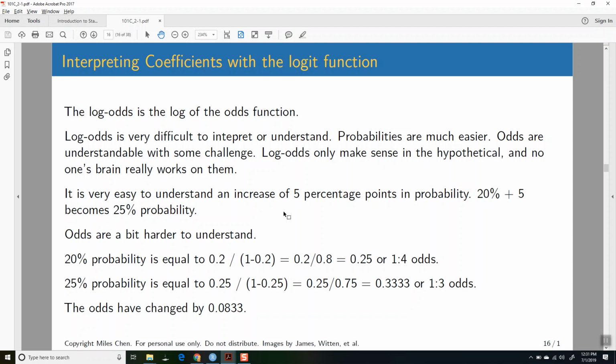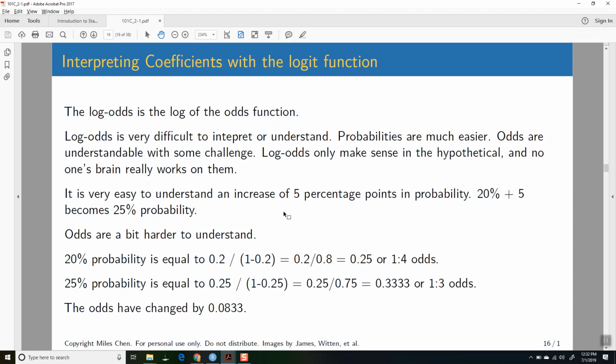That's easy to understand. What effect does this have on the odds? Well, 20% probability is 1 to 4 odds, because it's 0.2 divided by 1 minus 0.2, which is 0.8, so 1 to 4. It means for every chance that it will happen, there are 4 chances that it won't. So 20% probability means it will happen 1 out of 5: 1 chance that it will happen, 4 chances that it won't. So that's the 1 to 4 odds.